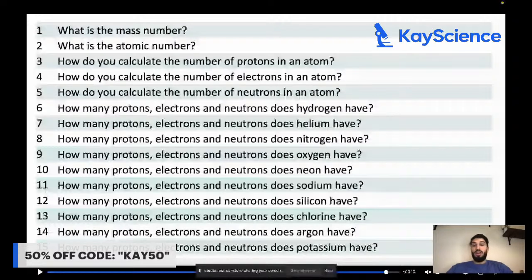All right. So for the first couple of minutes, what I want us to do is to go through these questions. We have here some questions that form the foundations of calculations. What is the mass number? What is the atomic number? How do you calculate the number of protons, electrons, and neutrons in an atom?